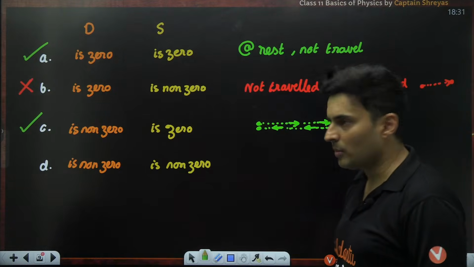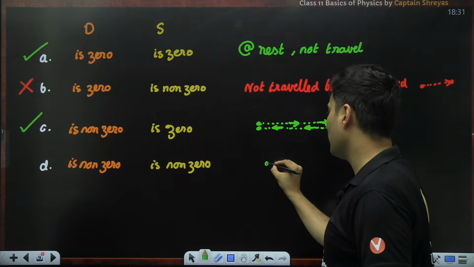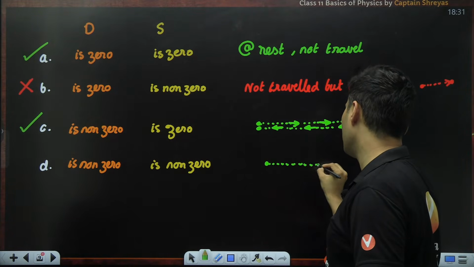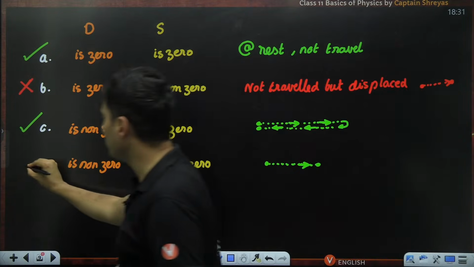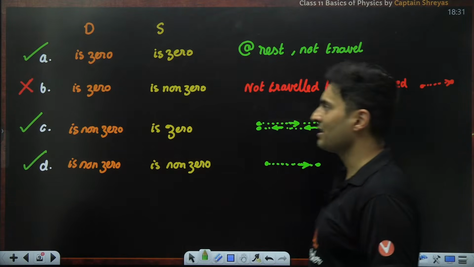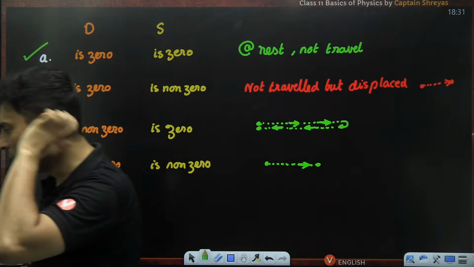What about the last option? Both are non-zero? Definitely. Let's say, for example, I move from this point to this point. In this particular process, 100% there is some distance and there is some displacement. So only option B is incorrect.